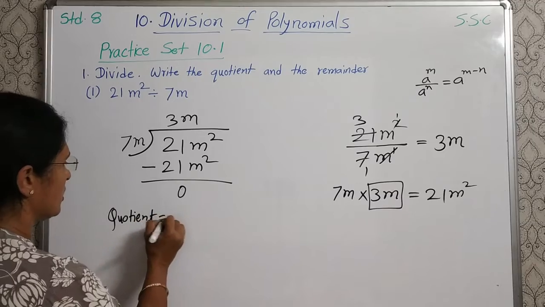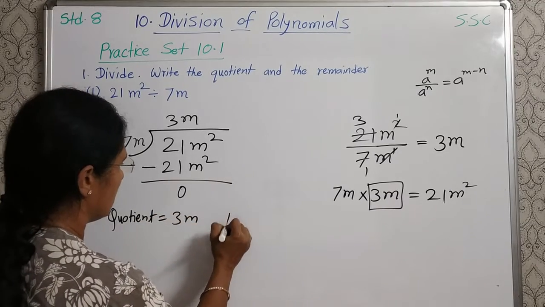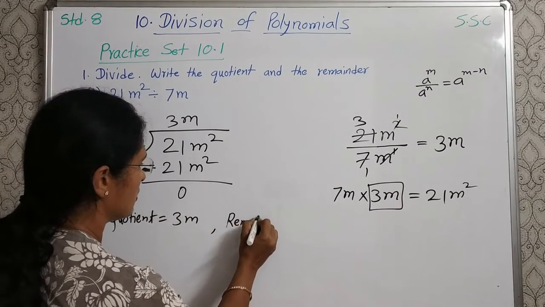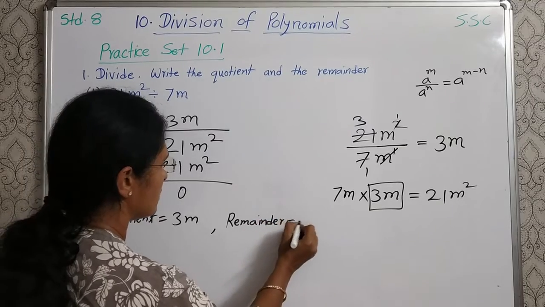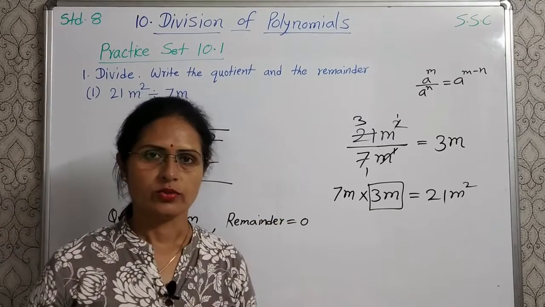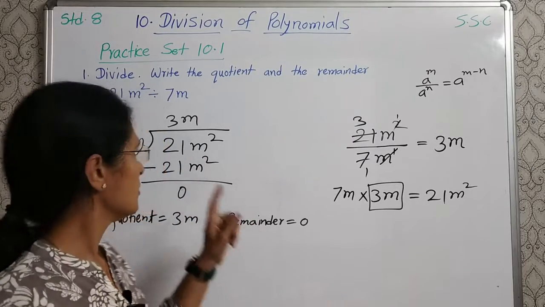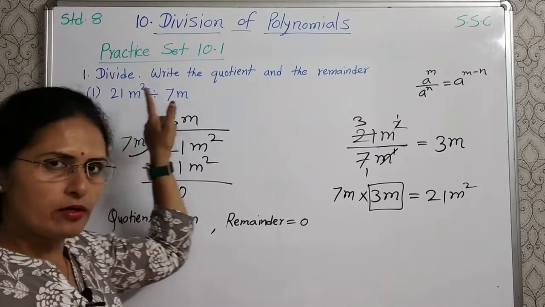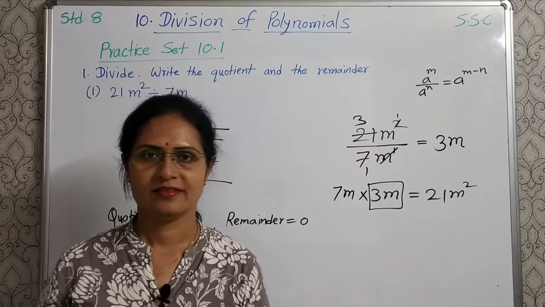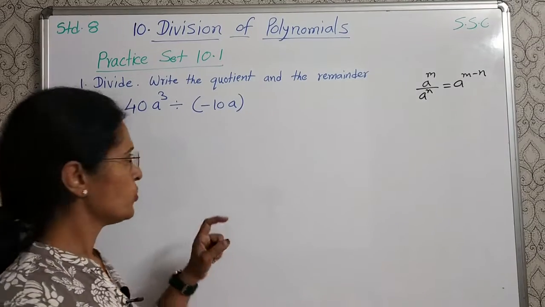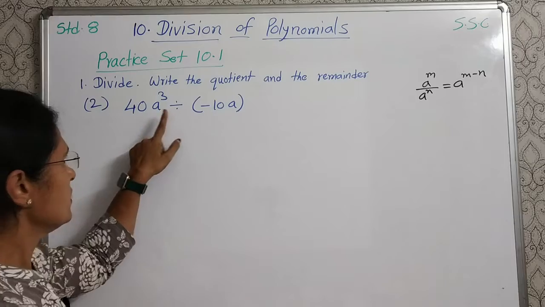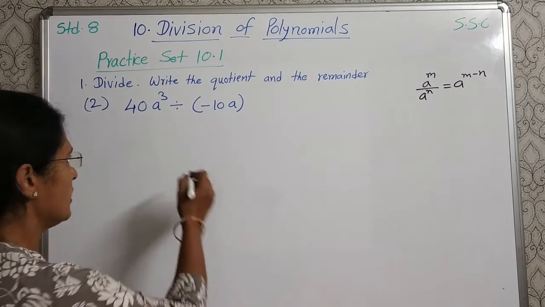Quotient is equal to 3m, remainder is equal to 0. So this is how we divide the polynomials. Here we divided the monomial by monomial. Sum number 2, 40a cube divided by minus 10a.